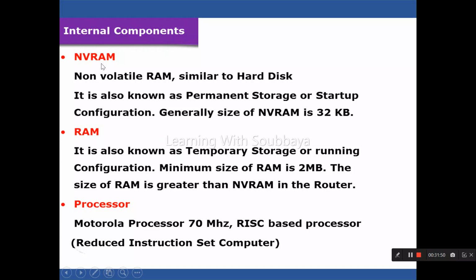NVRAM, non-volatile random access memory, is similar to your hard disk. Permanent storage, permanently storing the information. The information available here is called startup configuration. RAM, random access memory, is a temporary memory. Your running configuration is stored in the RAM. Processor, might be Motorola processor or Intel. Currently we are using Intel.